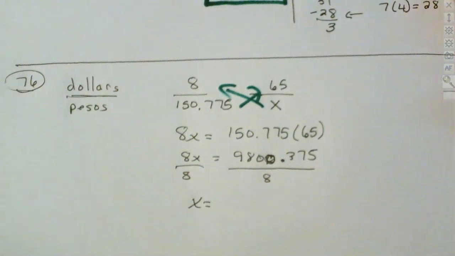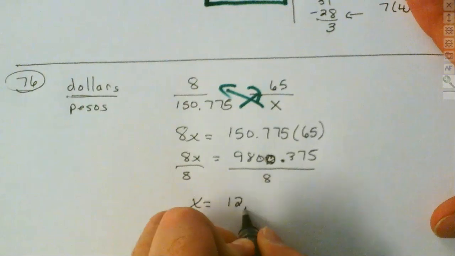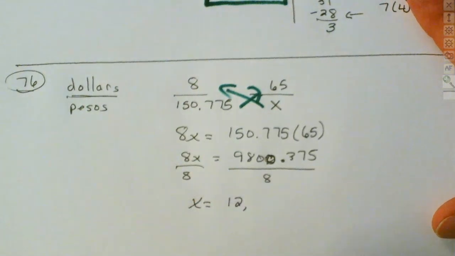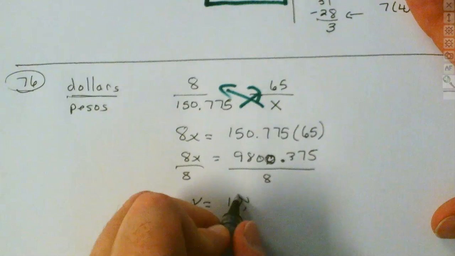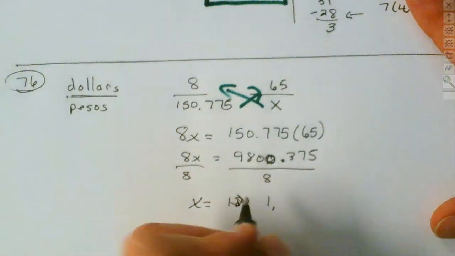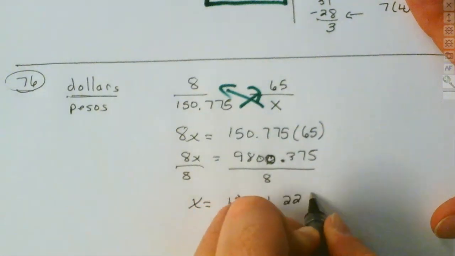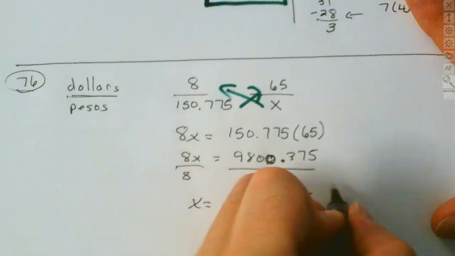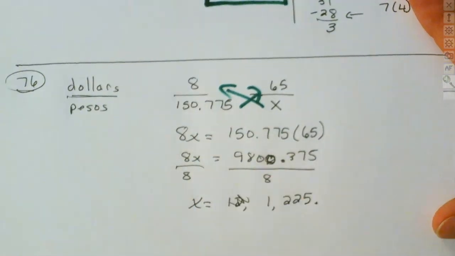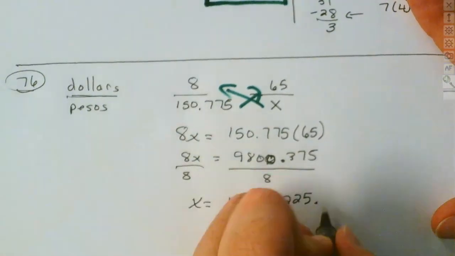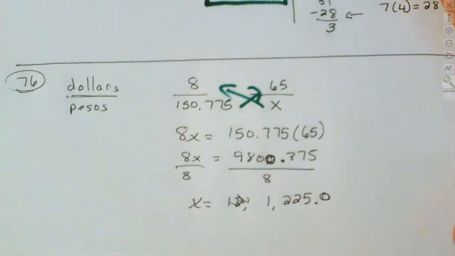I end up now with 12,000. Or sorry, not 12,000. I can read right here. 1,225. And it says round to the nearest tenth. So it looks like it's going to be about 1,225 pesos. Round to the nearest tenth here. So that's what we're going to have for the number of pesos.